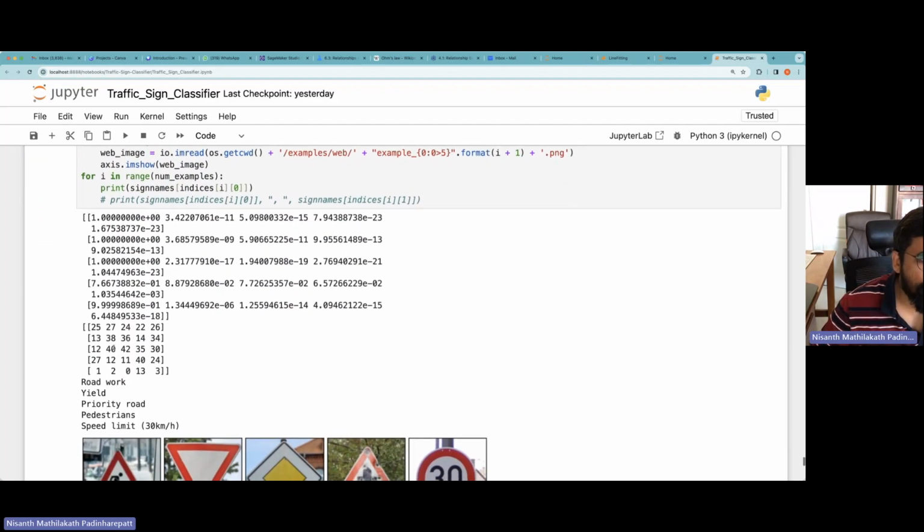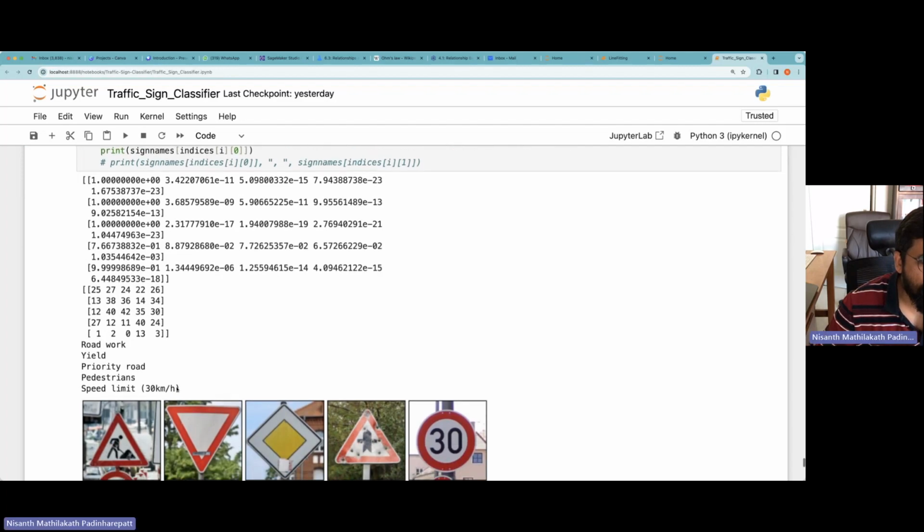For the first image, with probability one it predicted 25, that is road work. The second one also it predicted with probability close to one, yield. This is the image. The third one again with probability one. The fourth one, it predicted as pedestrians, and the confidence was 76 percent, but it was a wrong answer. It is not pedestrians. So that's the one which went wrong.